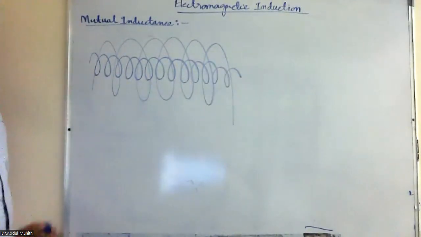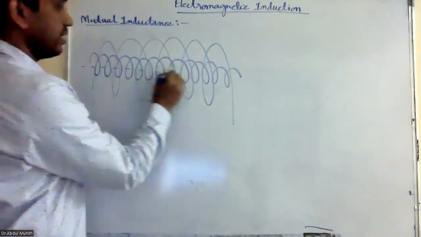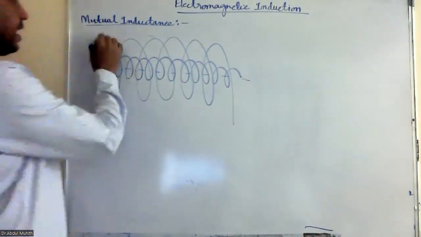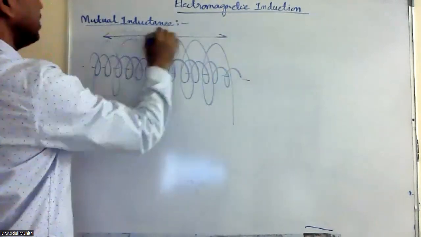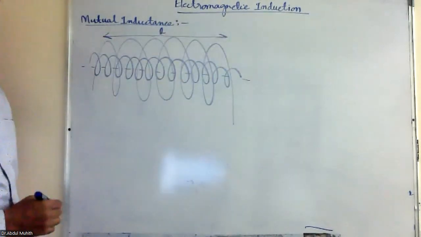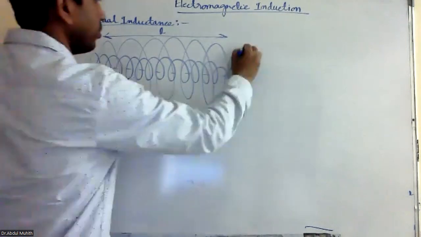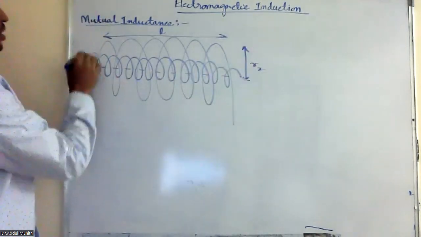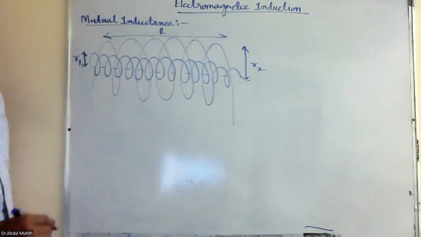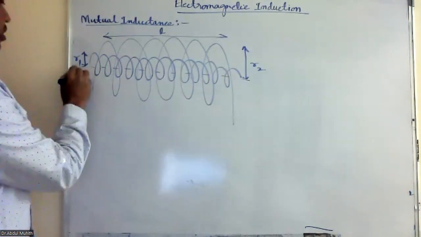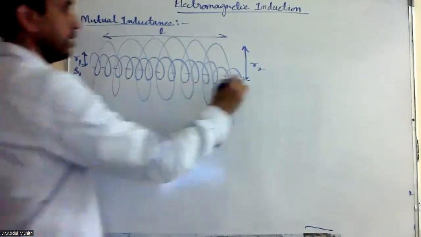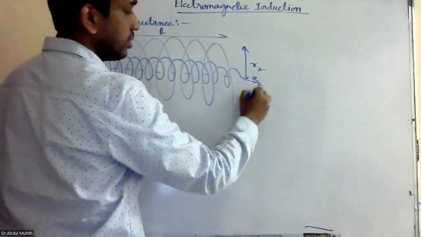So there are two coils. These two coils are coaxially mounted, and L is the length of the coil. R2 is the radius of the bigger one, and R1 is the radius of the smaller one. Now S1 is the first coil, and N1 is the number of turns. Similarly here, S2 is the second coil.